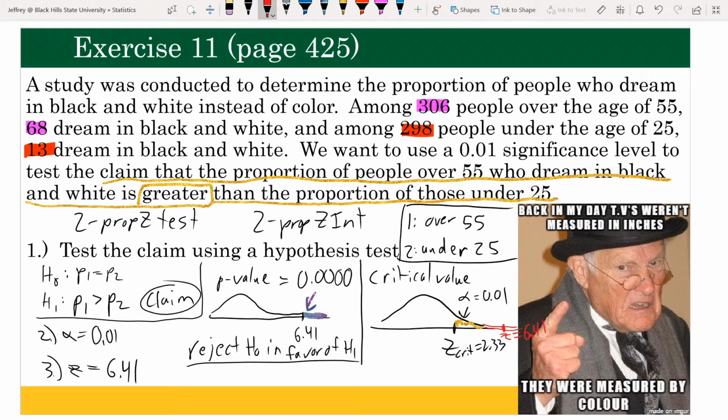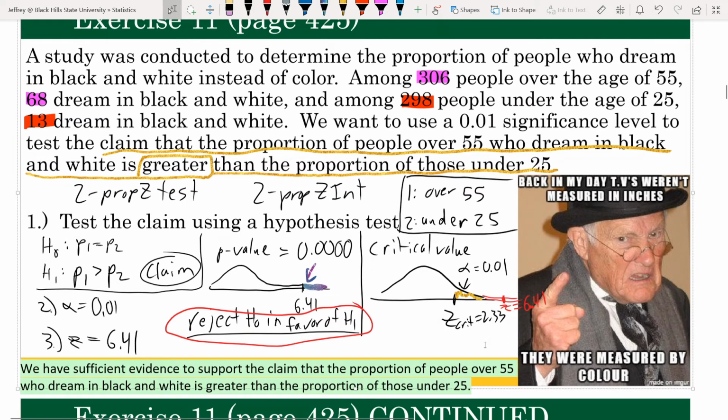So we end up with the exact same conclusion, both with the p-value and the critical value approach, which should always happen. Now I have to apologize for running out of room here, but the conclusion that we'd want to say is we have sufficient evidence to support the claim that the proportion of people over 55 who dream in black and white is greater than the proportion of those under 25.